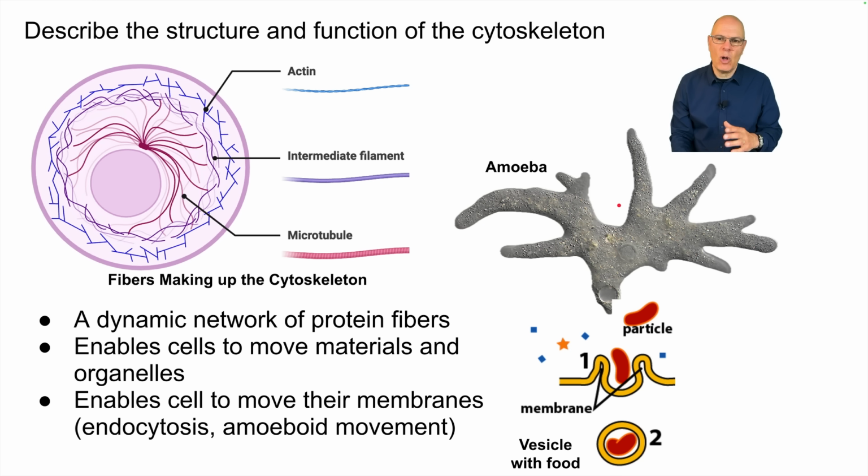This is an organism called an amoeba, and it moves by extending parts of the membrane over the surface, enabling it to crawl. How does it do that?